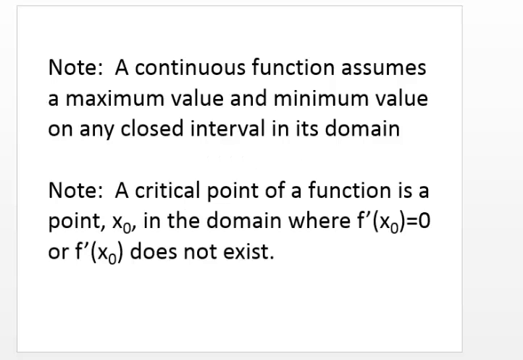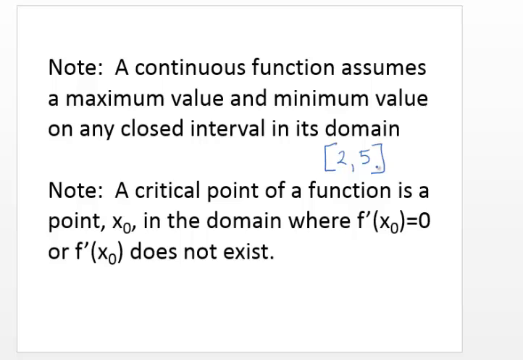So the first thing I want to start out with is talking about how a continuous function assumes a maximum and a minimum value on any closed interval in its domain. That means that we are talking about intervals such as bracket 2, comma 5, meaning that you have an endpoint at 2 and 5.